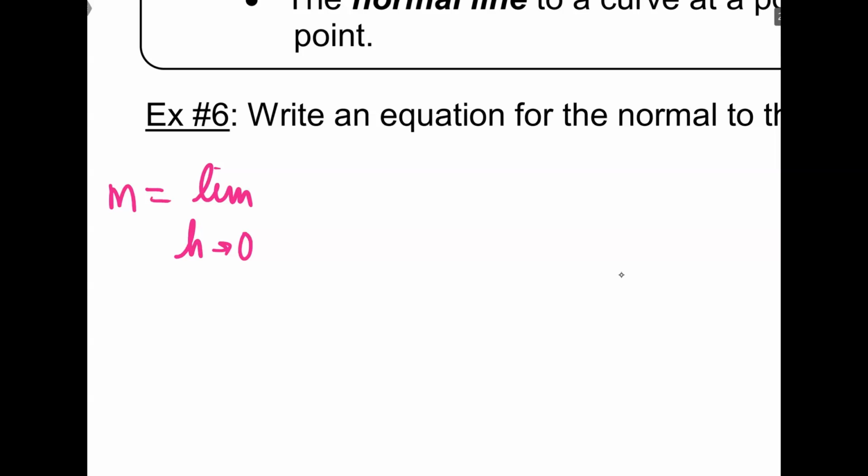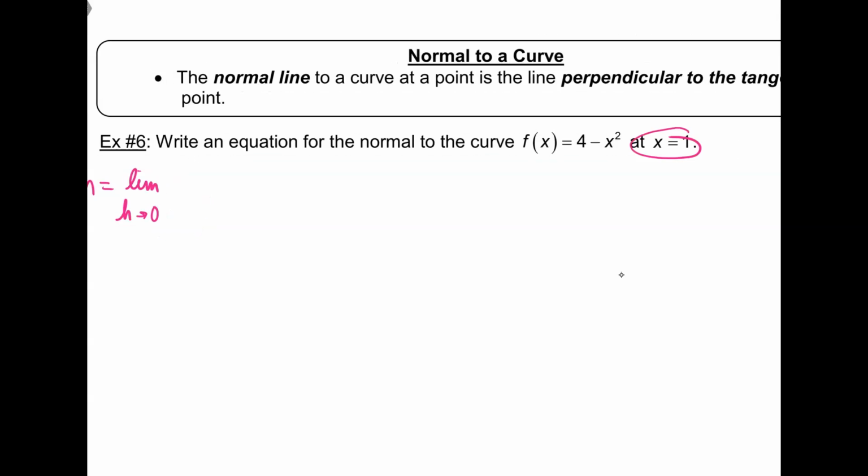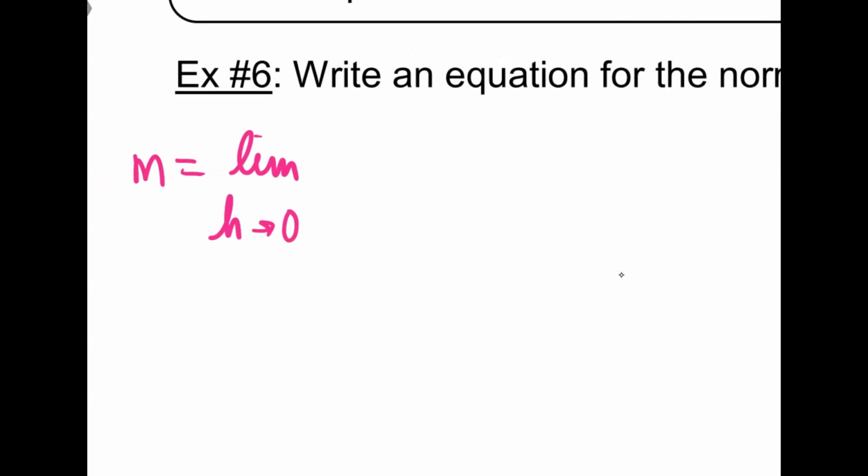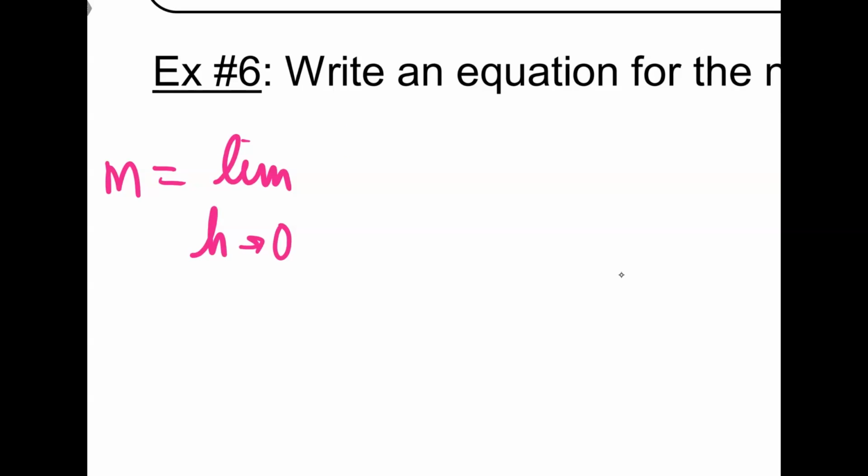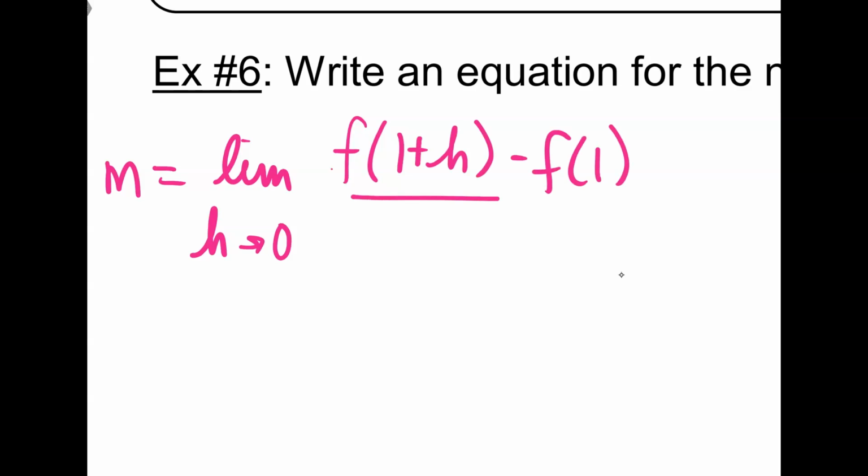So I want to add x equals 1. So at x equals 1, this is going to be my a equals 1. So I'm finding it at a point. Okay, so what this means is the limit of f of 1 plus h minus f of 1, all over h.